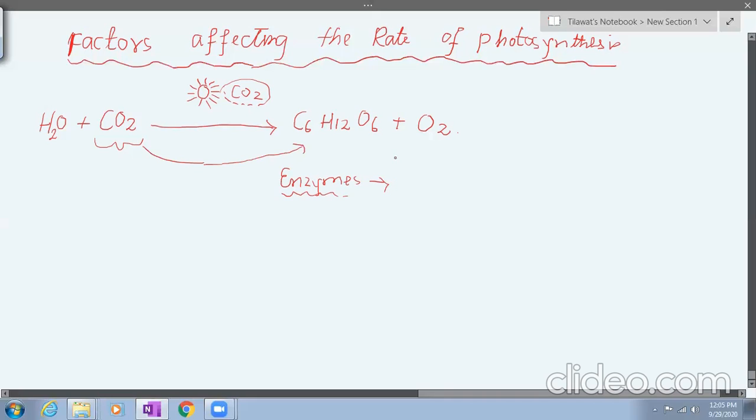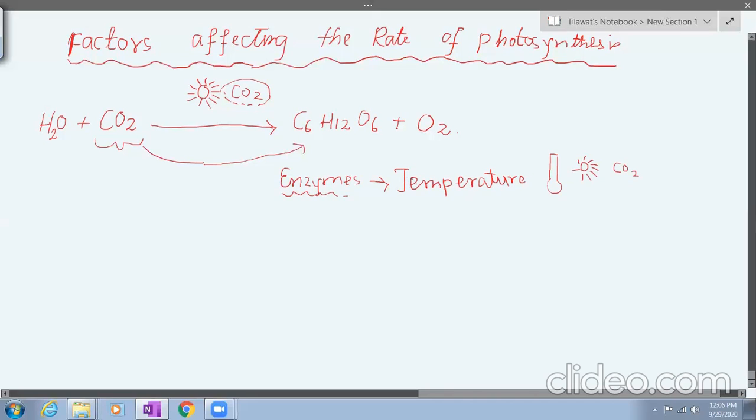And we know already that enzymes need what? Enzymes need optimum temperature. Enzymes work at optimum temperature, right? So temperature, sunlight, and carbon dioxide. These are the important factors needed for photosynthesis.